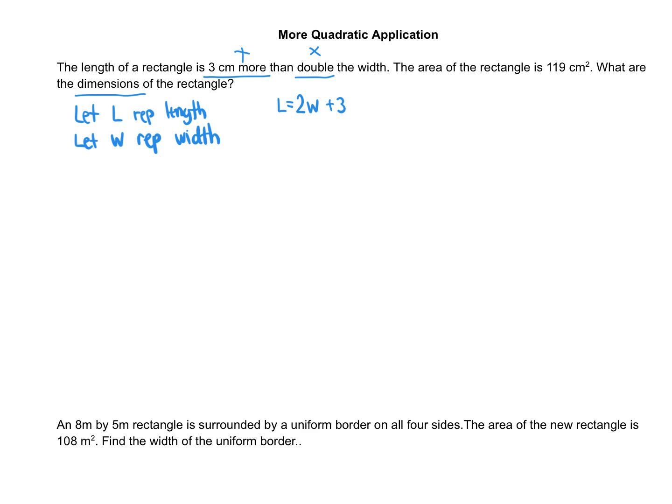Let's read the next statement. The area of the rectangle is 119 centimeters squared. We know area of a rectangle is length times width. So I'm going to write length times width equals that area that we were given, 119. Notice I'm not putting the units into my equation. The squared is just the unit, centimeters squared. Okay, this is also not quadratic. However, I do have a nice equation here that represents the length, so I'm going to do a little substitution. I'm going to replace L with 2W plus 3.